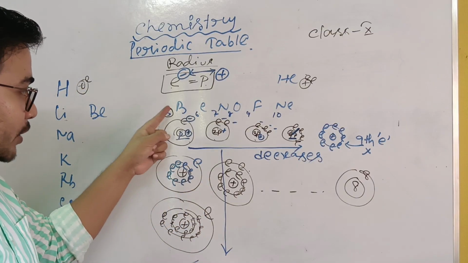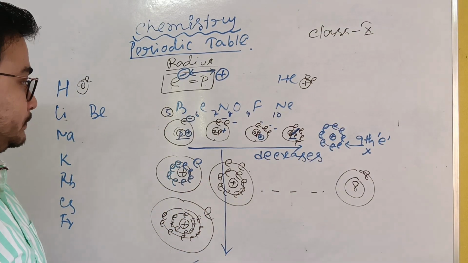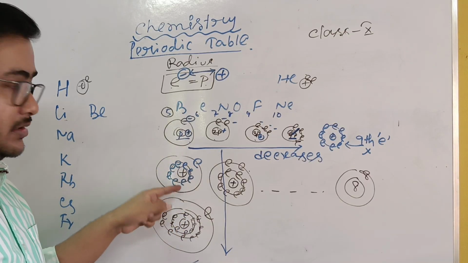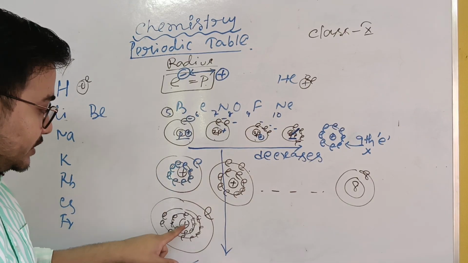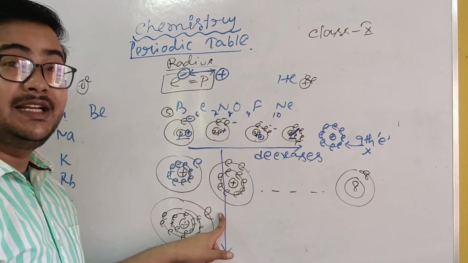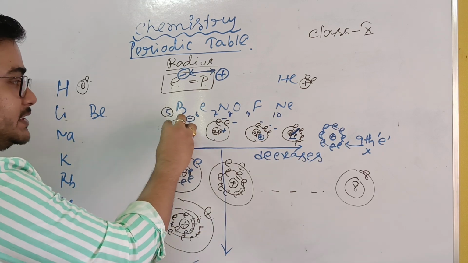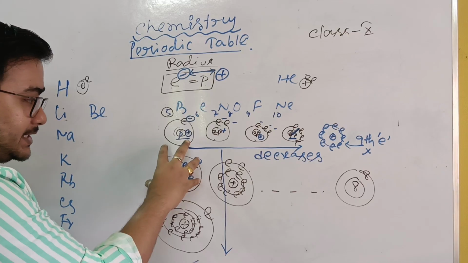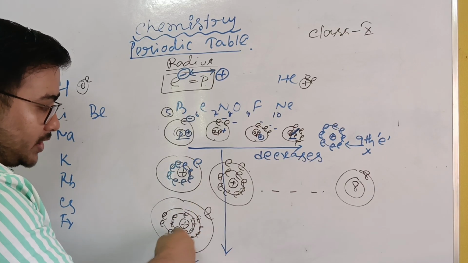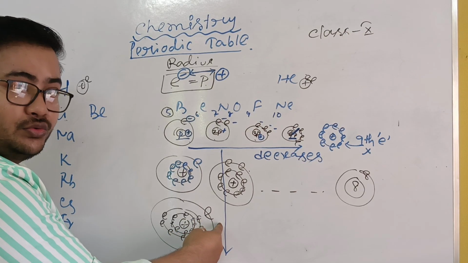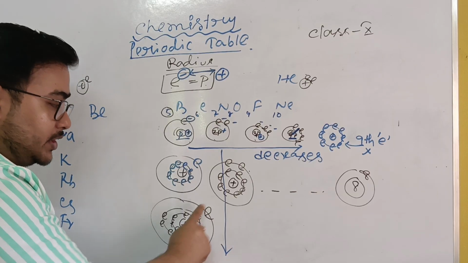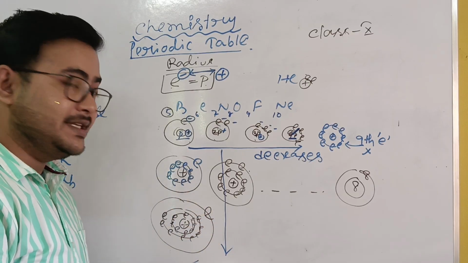So from this it is very clear that since a new orbital will be added here, the distance from the nucleus to the outermost electron increases. Because see, suppose it is the first shell, then the second shell, then the third shell. So shell addition, how many shells are added? Since more shells are added here, the distance between the nucleus and the outermost shell increases.